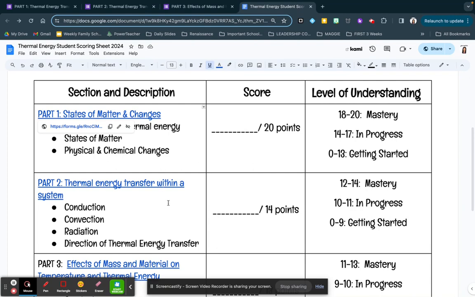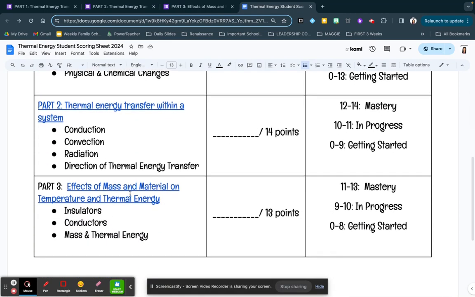So it's broken down by learning targets. Part 1, if you notice, is the exact same setup as your project. Part 1 was all about the states of matter and then physical and chemical changes, so we're going to do that part first. Part 2 will be the types of heat transfer: convection, conduction, radiation. And part 3 is your insulator and conductor, so that's your material, the mass, and its effect on thermal energy.